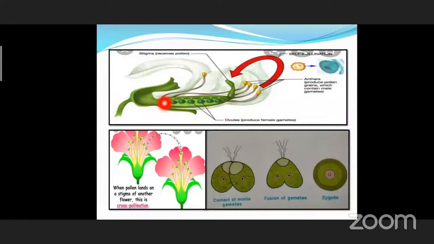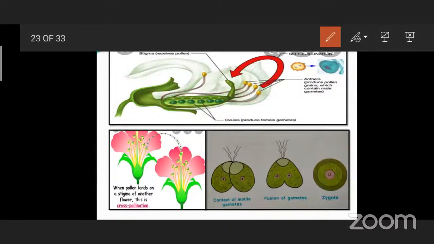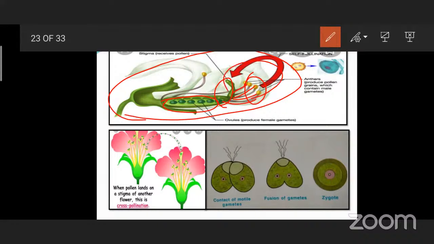See here, this is self-pollination. Example, pea. See here, this is the male sex organ, that is the anthers. This is the female sex organ, the carpel. These pollen grains transfer to the stigma of the same flower. That process is self-pollination. Then, two flowers are there. See here, these pollen grains transfer to the stigma of another flower. This is known as cross-pollination.